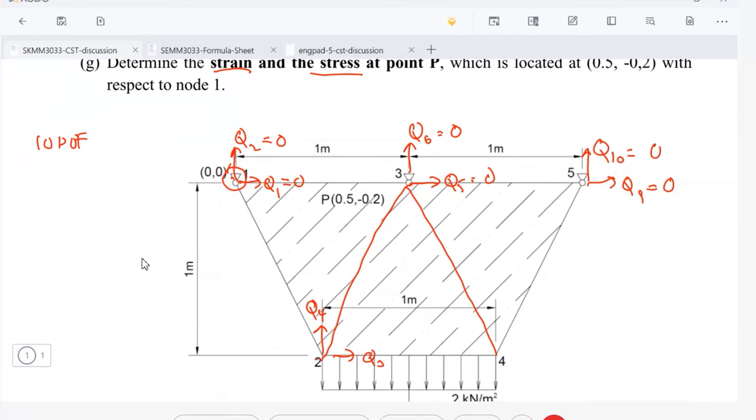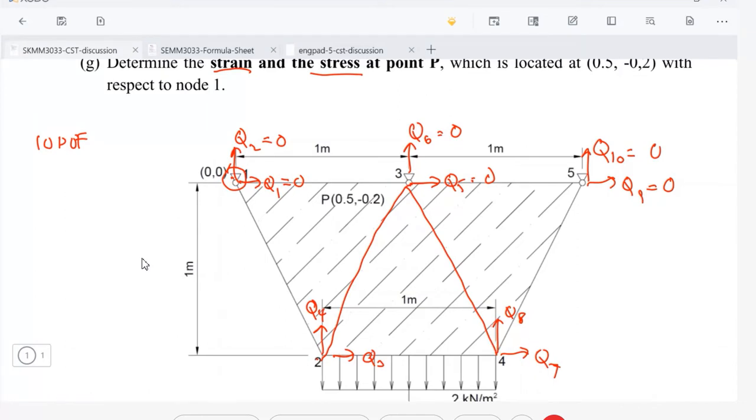Is there any boundary condition there? Is it fixed? No, doctor. So Q3 and Q4, basically at node number 2, it can move horizontally in the x direction or in the y direction, horizontally or vertically. So Q3 and Q4 is our unknown DOF. How about Q7 and Q8?